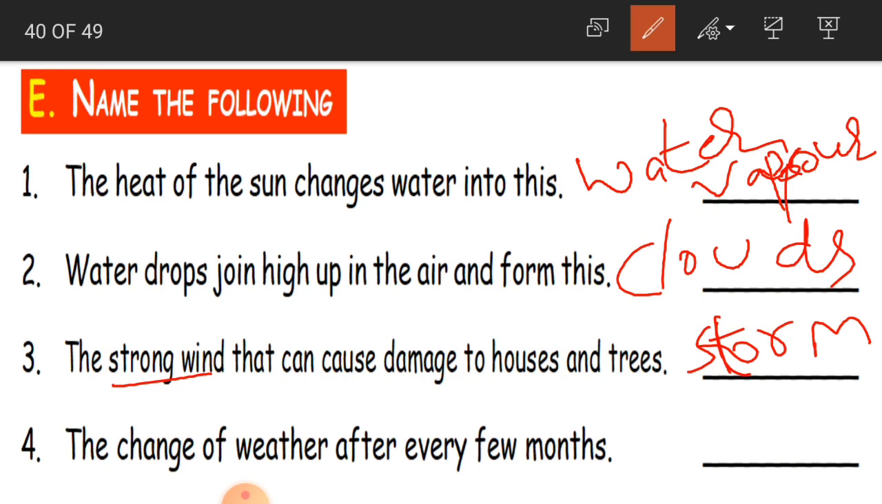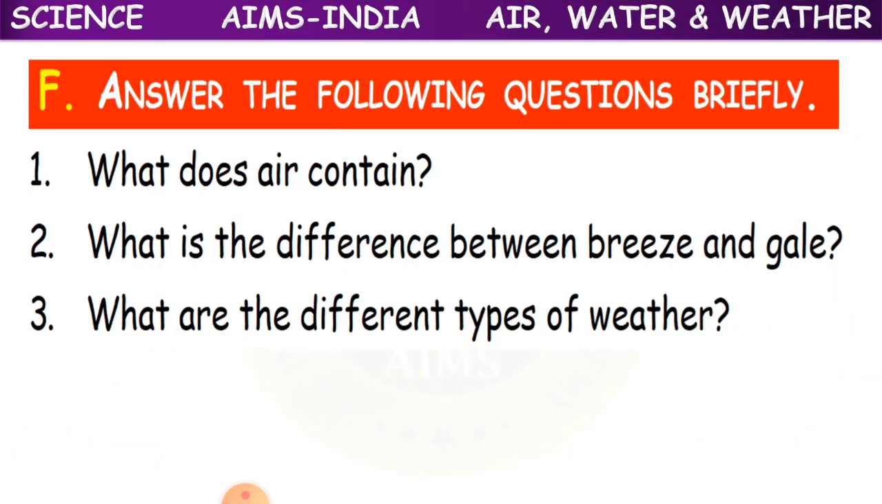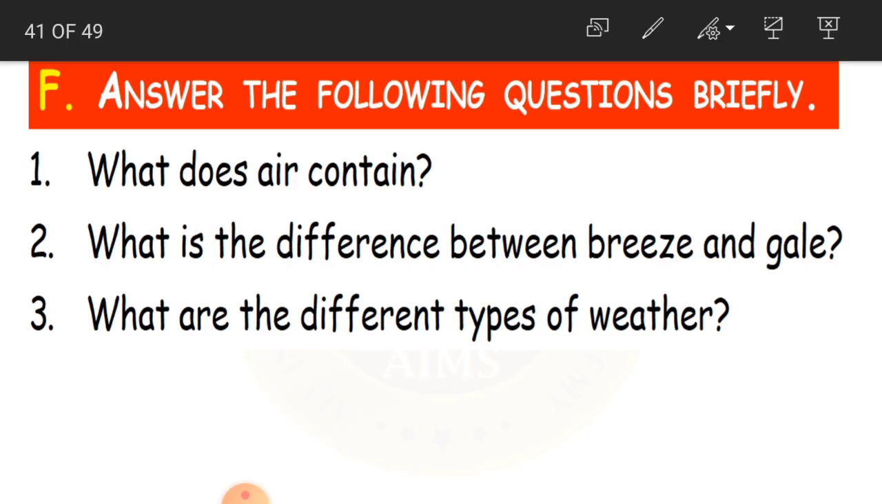And the fourth one is the change of weather after every few months. What do we call it? Seasons. Okay, it is nothing but seasons. Clear, children? Now answer the following questions briefly.